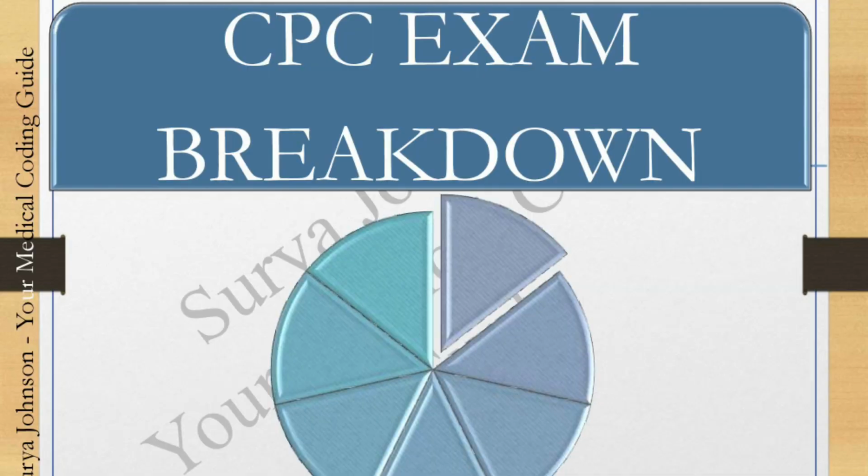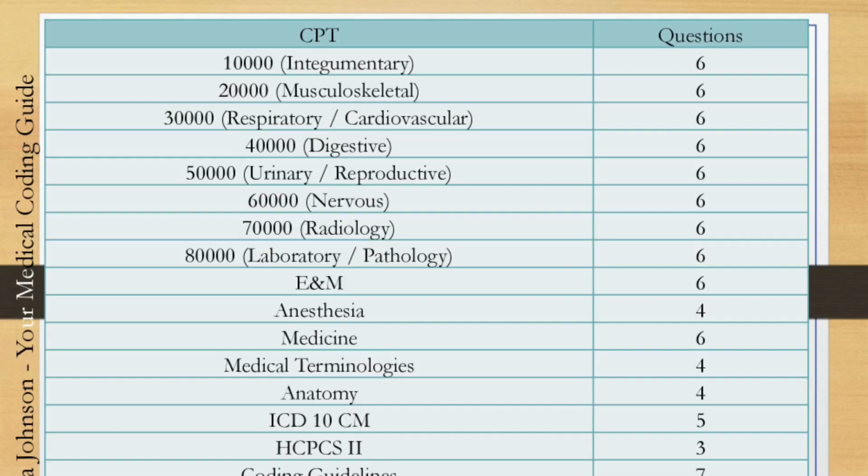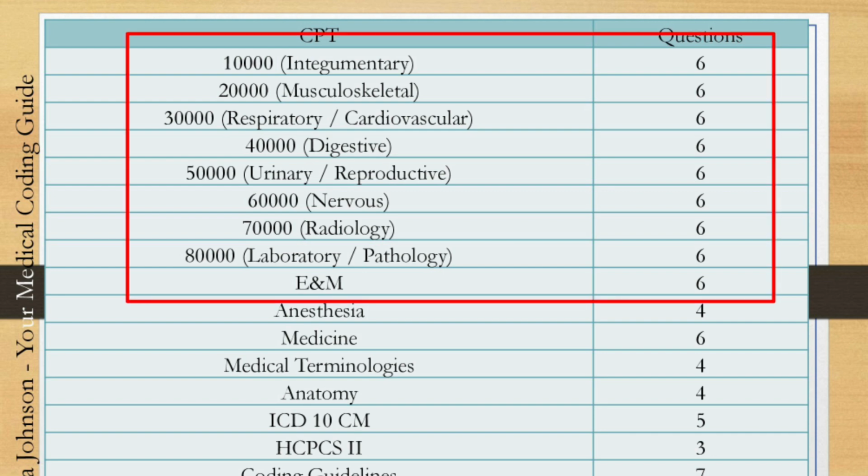So next we will see the CPC exam breakdown. As I already told, there will be 100 questions for 4 hours. So how will these 100 questions be divided? The CPC exam breakdown will be like this. The integumentary system, that is the 10000 series, will have 6 questions. The musculoskeletal system, the respiratory or cardiovascular system, the digestive system, urinary and reproductive system, nervous system, radiology, lab pathology and the E&M, all of these will have 6 questions each.